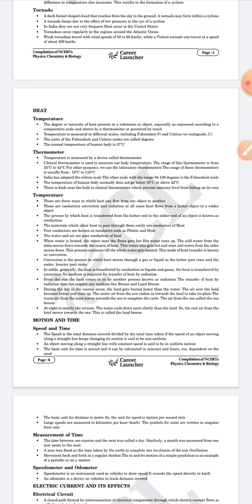At night, exactly the reverse happens. Water cools down more slowly than the land, so the cool air from the land moves toward the sea and is called the land breeze. It means land breeze occurs at night and sea breeze occurs in the day.